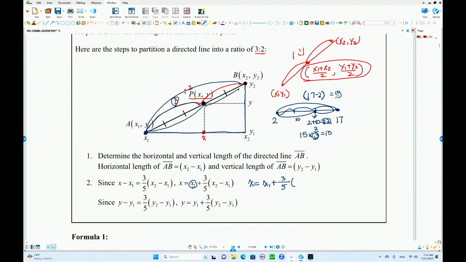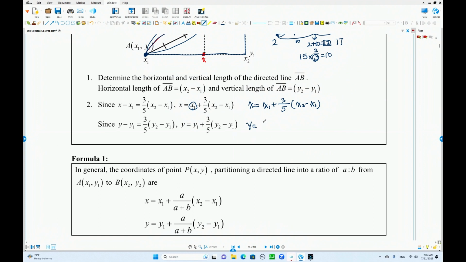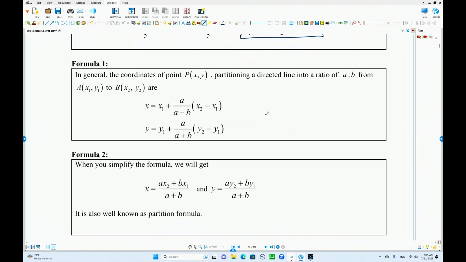The distance over here is 17 minus 2, so x2 minus x1. That is the difference, and that's the formula. The next one over here, y, is the same thing. Just replace with y: y1 plus 3 over 5 times y2 minus y1. Remember, this difference can be negative. If you start from here to the left, this number is lower than this number, so you might have a negative number. First we have to memorize this one.